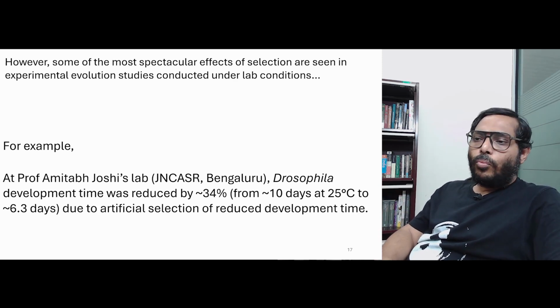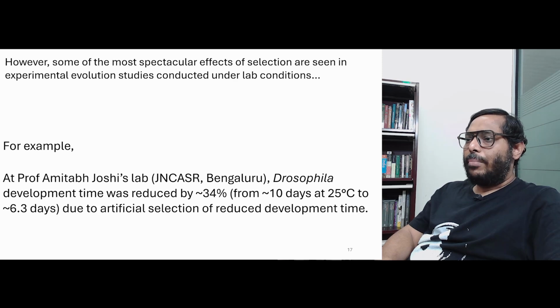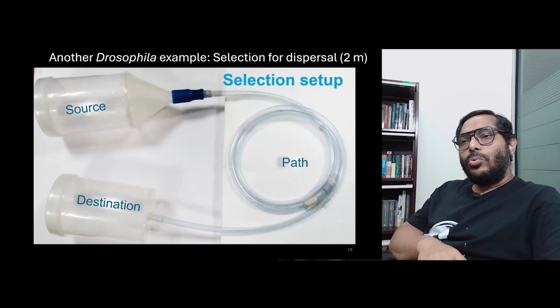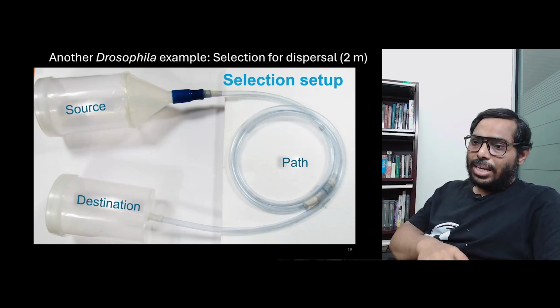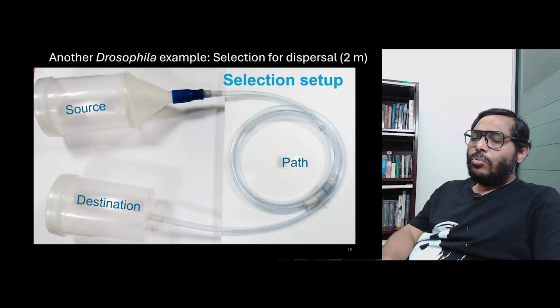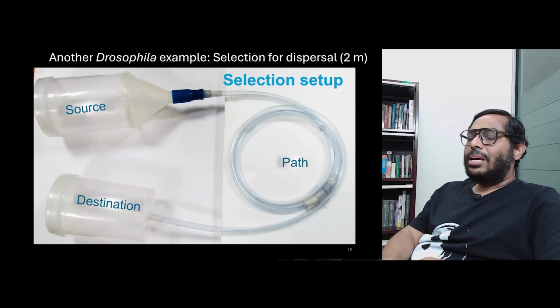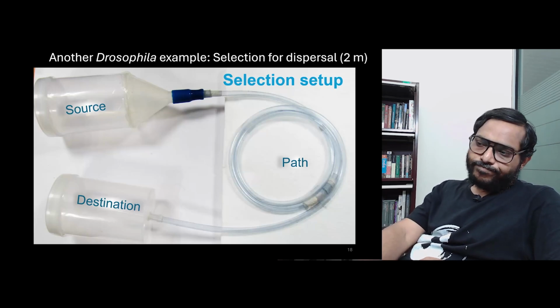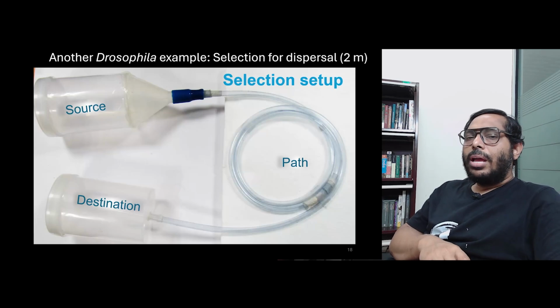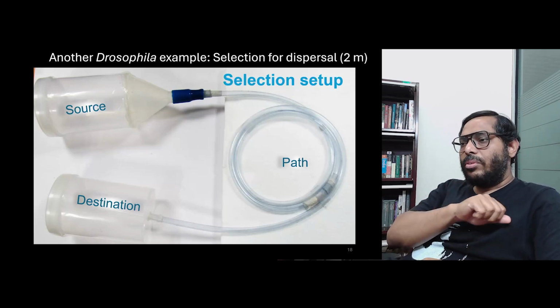I will give you one more example. This is from our own lab in Pune. Here we study the effect of selection for dispersal ability. We take lots of flies in a container we call the source container. Here there is no food and no moisture, so these flies are under a lot of stress. They move around when stressed, and very soon they find this hole right at the top, and some of them, not all, decide to move.